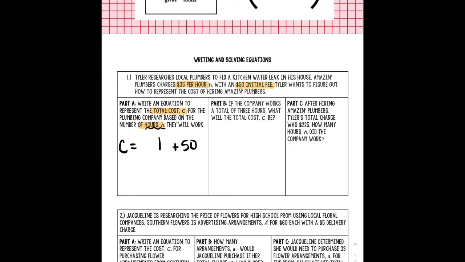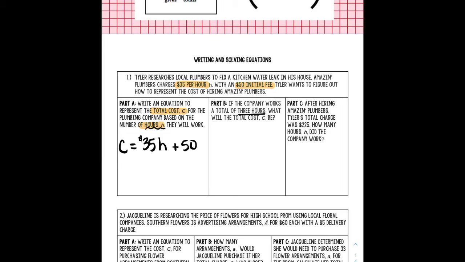Well, we're saying that we're going to use the variable H to represent hours. And I want to say 35 per hour. So that means every time they've been there for an hour, I'm going to pay them $35 more. So we can show that by multiplication. 35H plus 50 equals C. So we're going to pay them $35 times the number of hours they're working plus my $50 initial fee, and that's going to tell me my total cost.